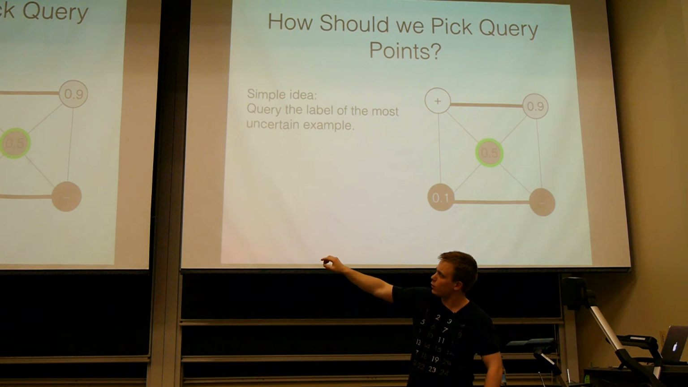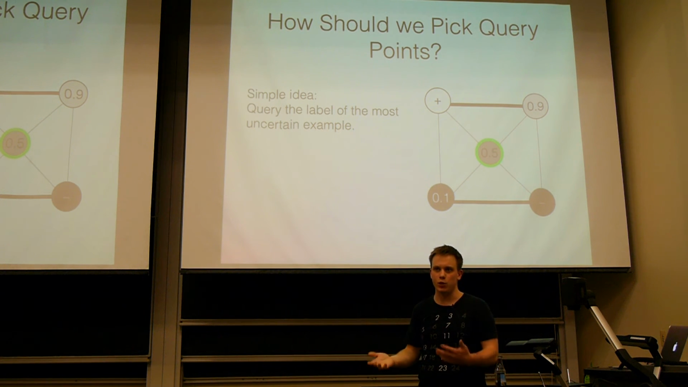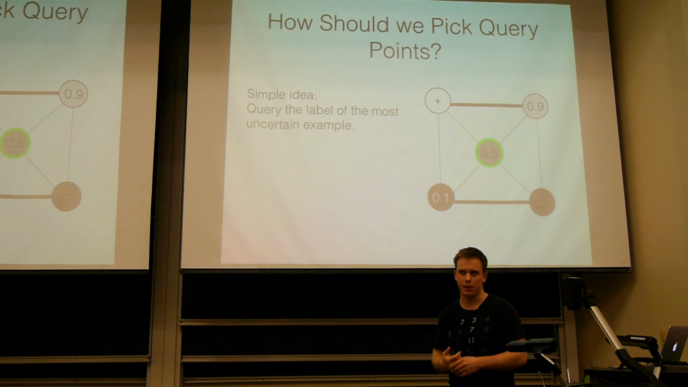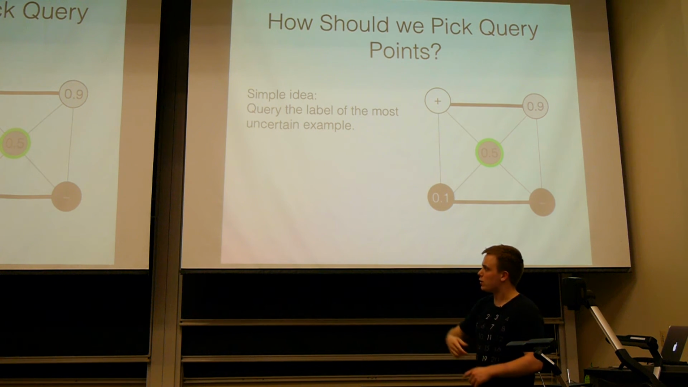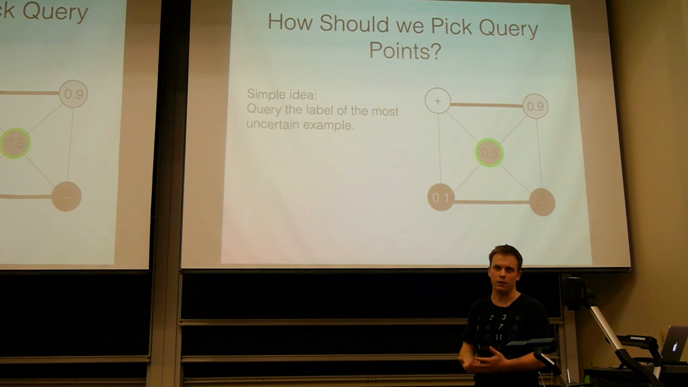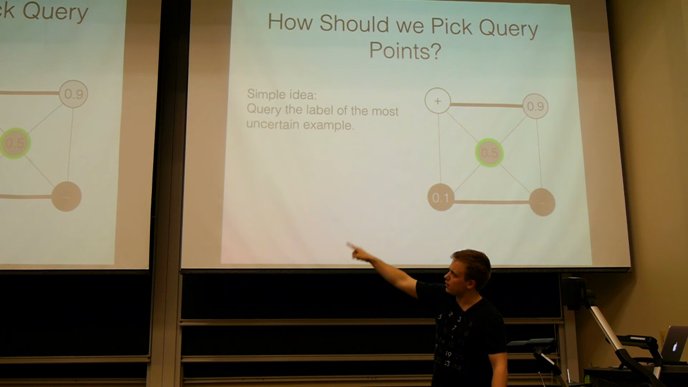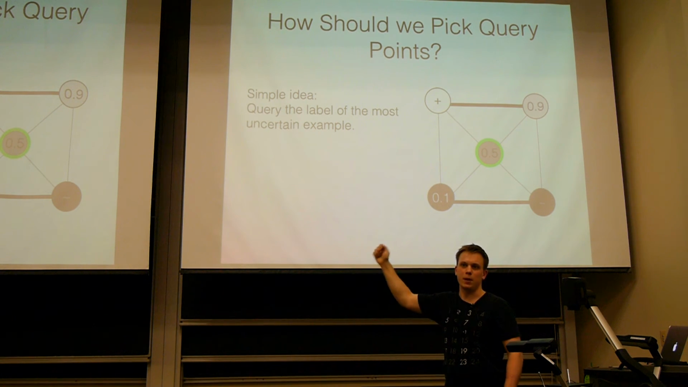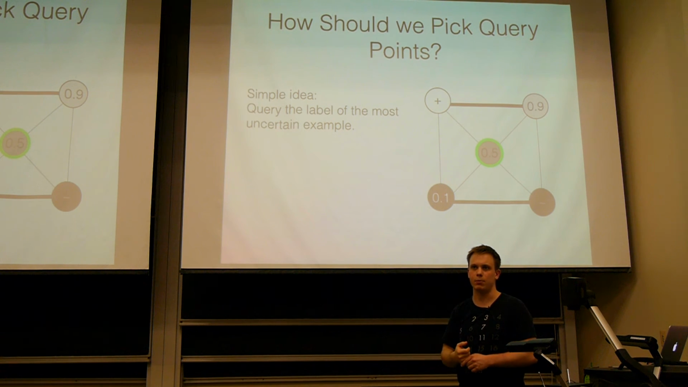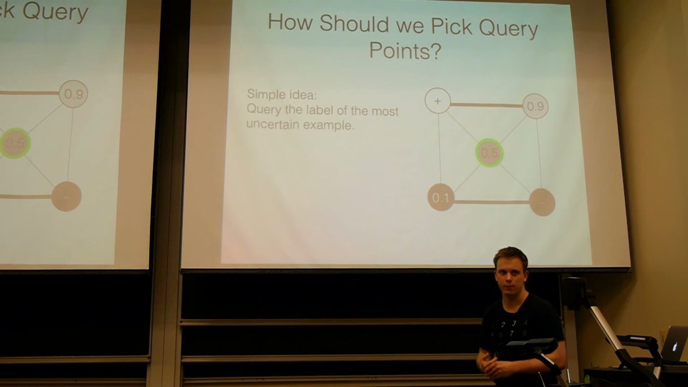And so one really simple idea would be to query the point that has the label closest to 0.5. So this is the one where you're the most unsure about its label. And so in this case, you would pick the middle one. You'd ask the expert for the label, it would give it back, and then you'd have 0 uncertainty there. So in some sense, you've reduced your total amount of uncertainty. And that would also improve your knowledge for the other 2 unlabeled data points, because now you have a new labeled example. So you get the label, and then you'd recompute the energy minimizing labeling.